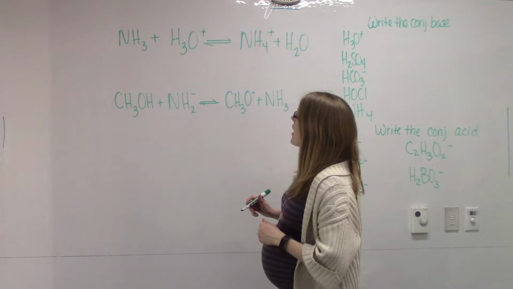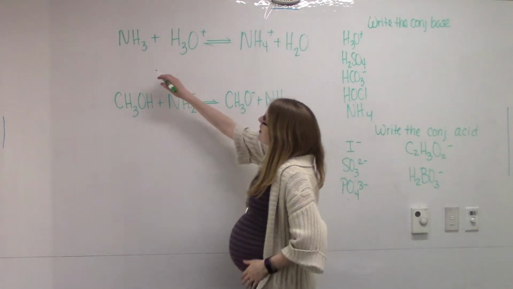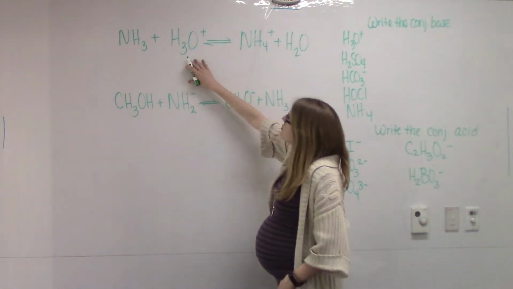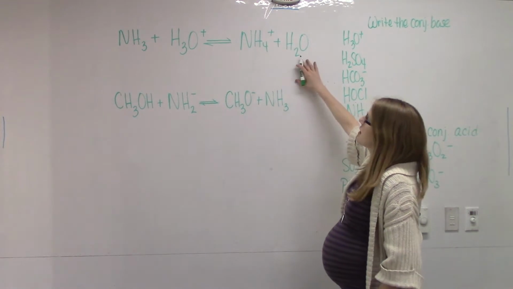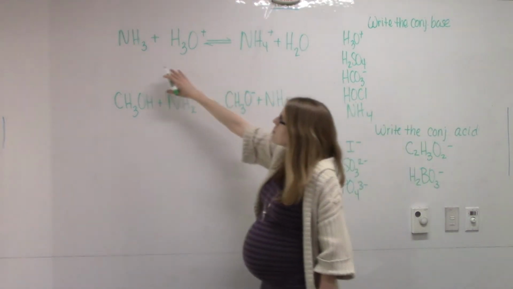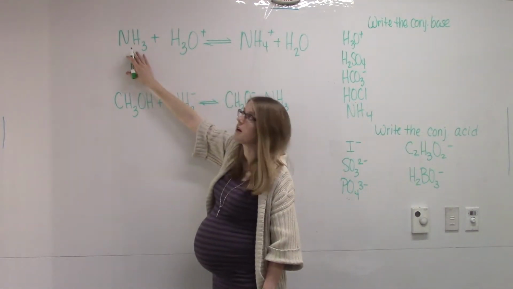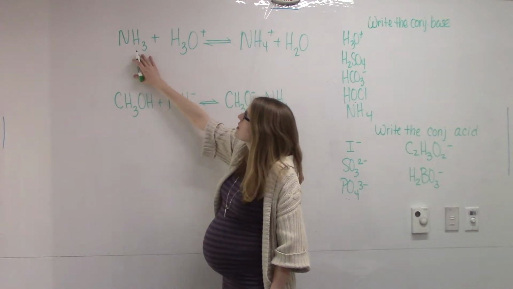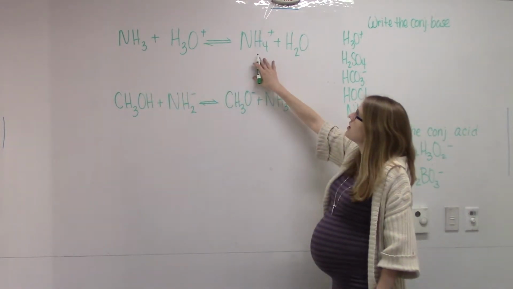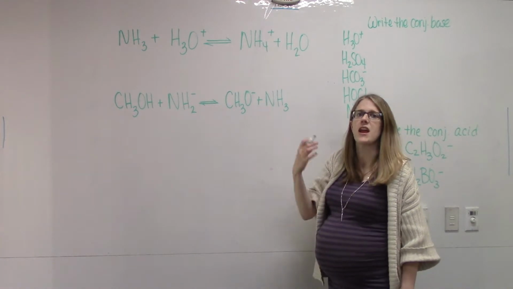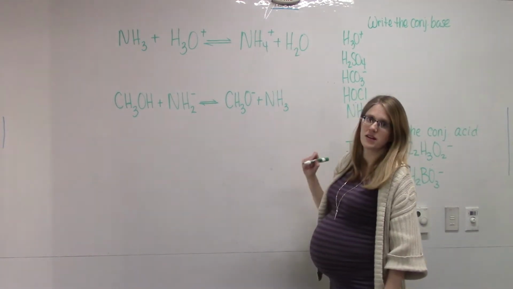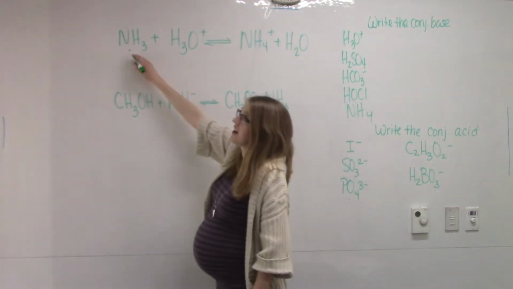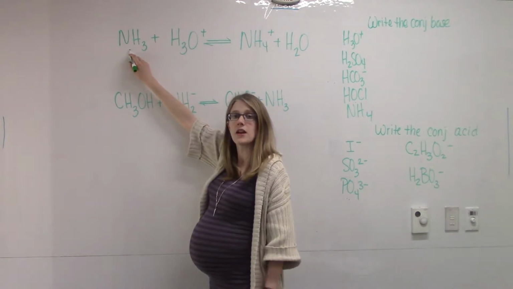So let's look at this reaction here. We're going NH3 plus H3O+ yields NH4+ with an H2O. Let's see what's happened to the NH3. This is ammonia. Ammonia's gone from NH3 to NH4+. Do you see how it has gained an H+? It's gained a positive charge. That means that it's accepted a proton, an H+.